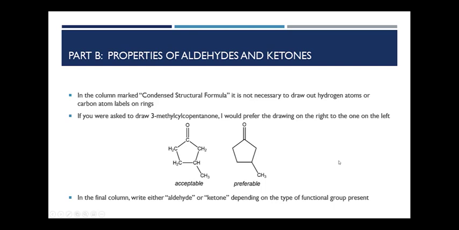And then in the final column of Part B, you're asked to identify the compound as either an aldehyde or a ketone. And you just write one word or the other. So for example, in this particular case, we have a carbon double bonded to oxygen. We have a carbon on this side and a carbon on that side, so this is a ketone.